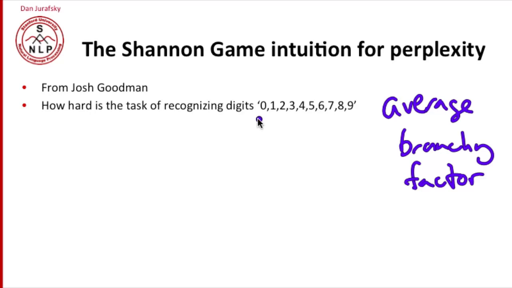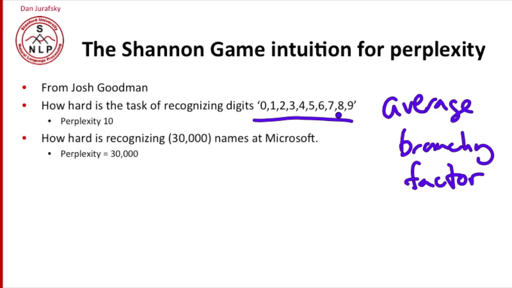So for example, if I'm recognizing the 10 digits, then the perplexity of the task is 10. There's 10 possible things that could come next and I can't decide between them. If I'm building a speech recognizer for a switchboard phone service, and I have to recognize 30,000 names, then the perplexity of the names is 30,000 if they're all equally likely.